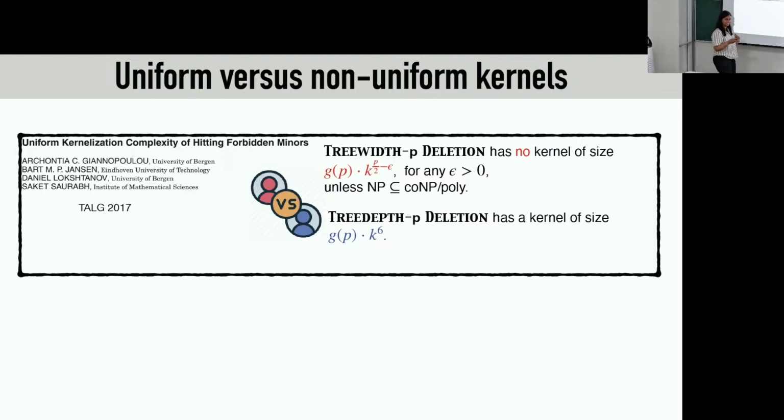Can I say something, Colin? Actually, it's very funny that you have two parameters now and you're doing FPT kernelizations. Yes. But sorry. No. But yeah, that's exactly what we're doing. Right.